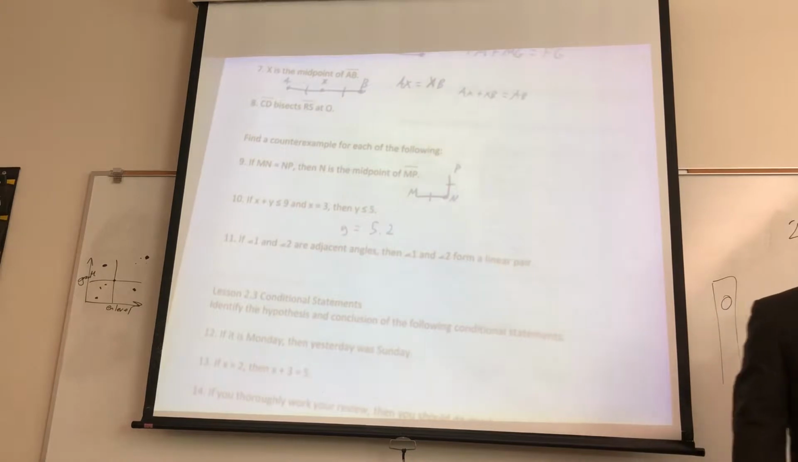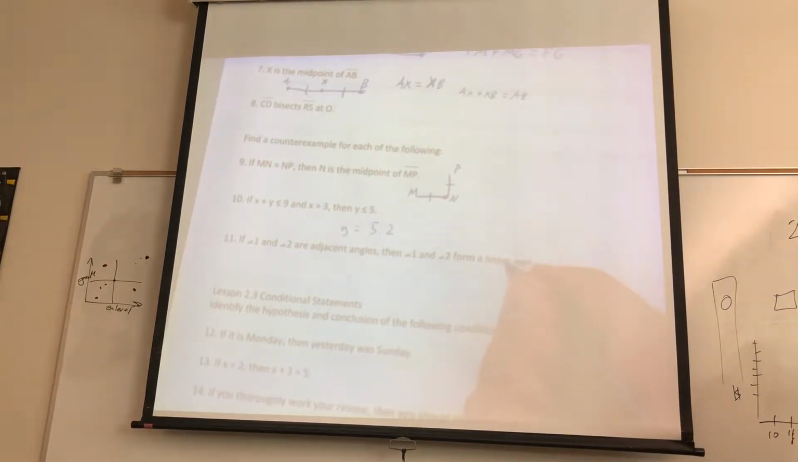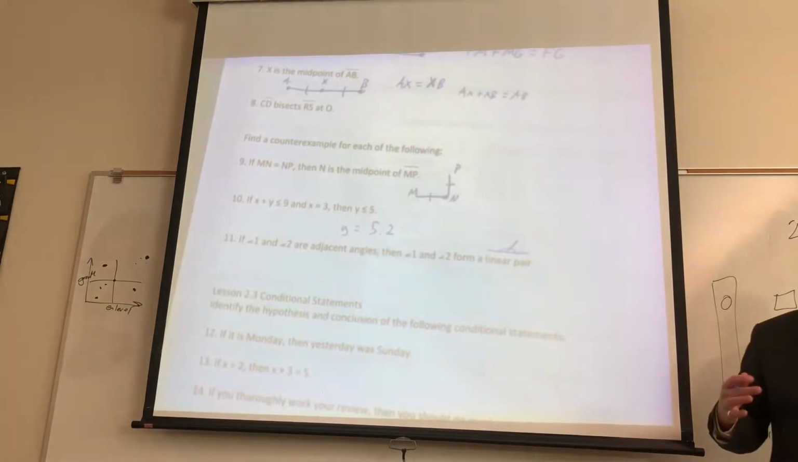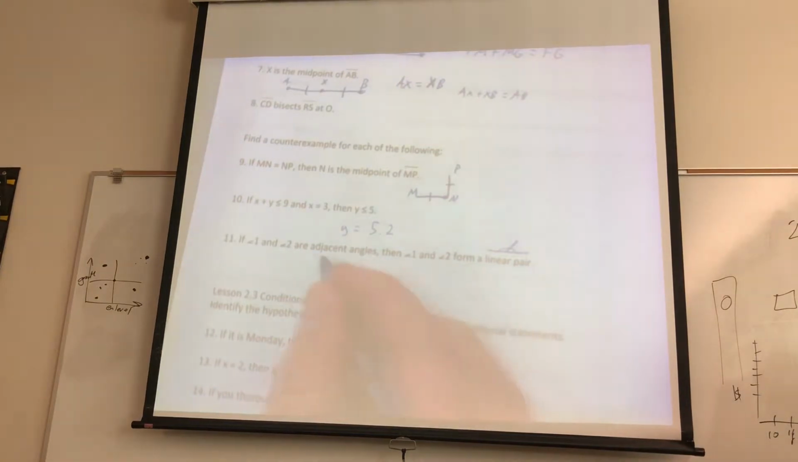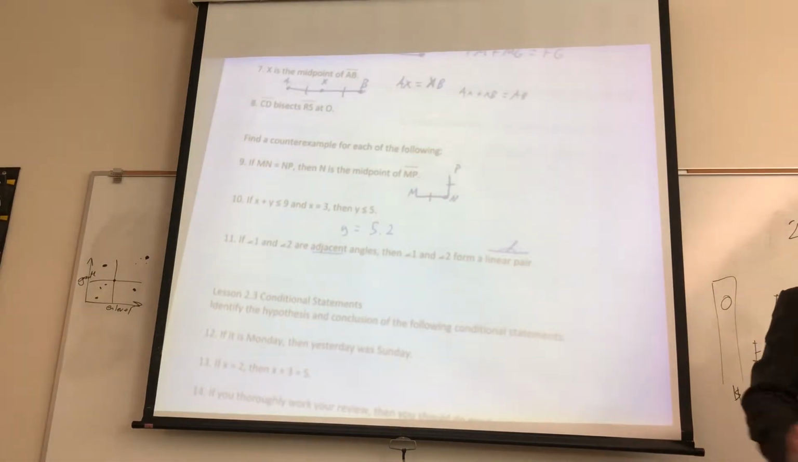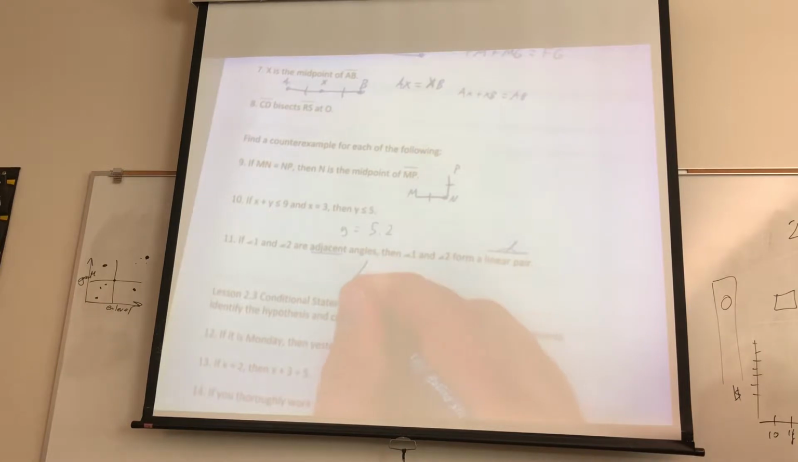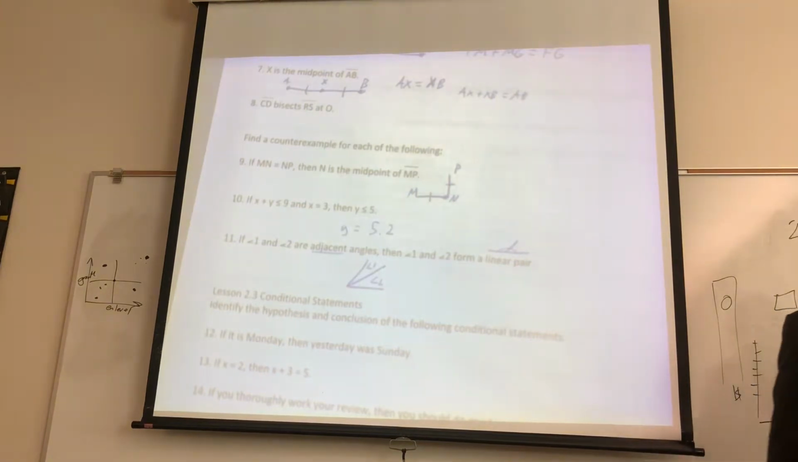If angle 1 and angle 2 are adjacent, then they form a linear pair. Remember, a linear pair are two angles that are on a straight line like that. So all we have to do is put two that are next to each other, that's what adjacent means, and make them not do that. Here's angle 1, here's angle 2. They're not going to add up to 180. They're not a linear pair.